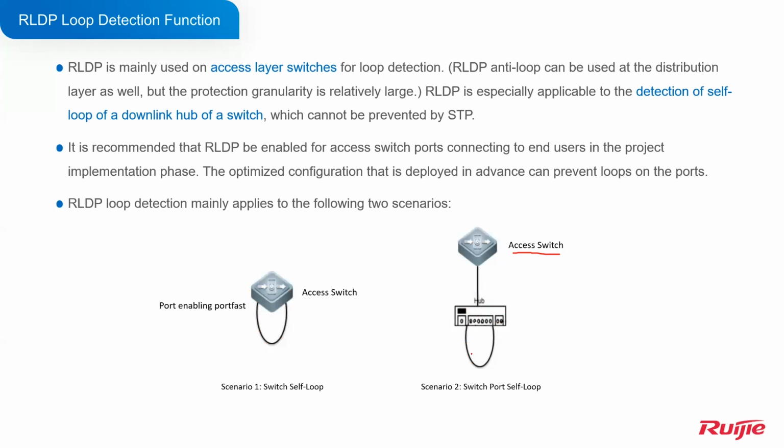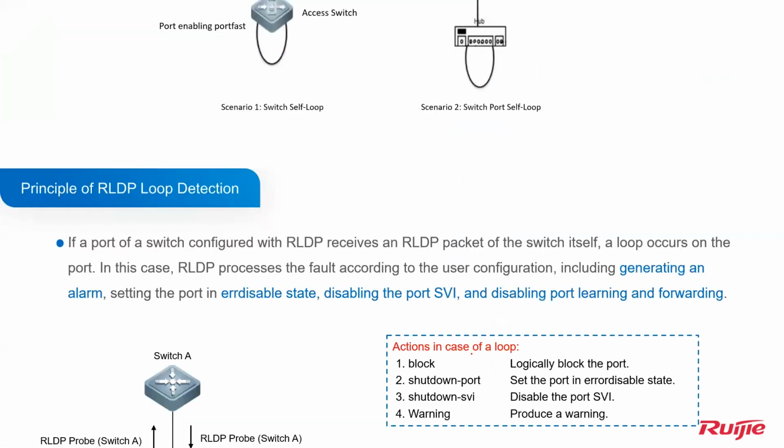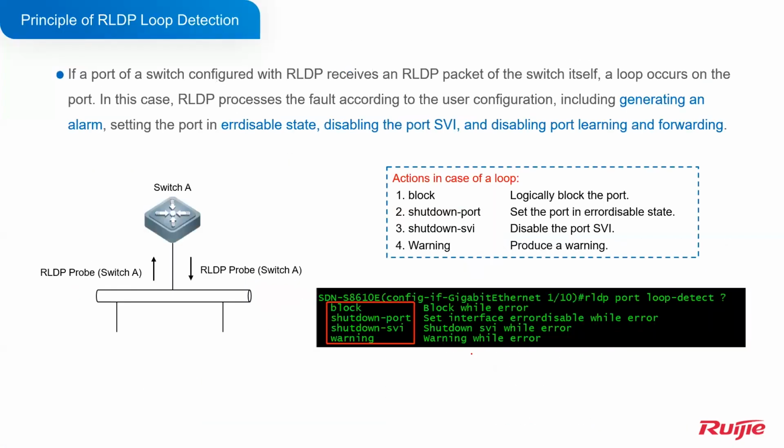Here it says that it's recommended that RLDP be enabled for access switch ports connecting to end users in the project implementation path. The optimized configuration that is deployed in advance can prevent loops on the ports. RLDP loop detection mainly applies to the following two scenarios as we have introduced. And then let's see how RLDP detects the loops in these scenarios.